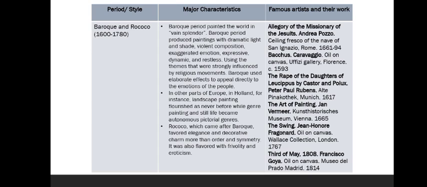The major characteristics of this period are: Baroque period painted the world in vain splendor. Baroque period produced paintings with dramatic light and shade, violent composition, exaggerated emotion, expressive, dynamic, and restless. Using themes that were strongly influenced by religious movements, Baroque used elaborate effects to appeal directly to the emotions of the people. In other parts of Europe, in Holland for instance, landscape painting flourished as never before while genre painting and still life became autonomous pictorial genres.